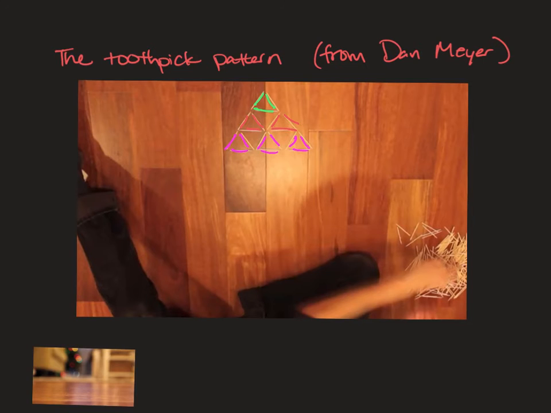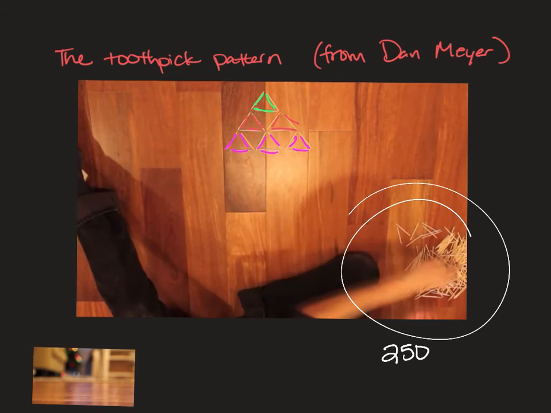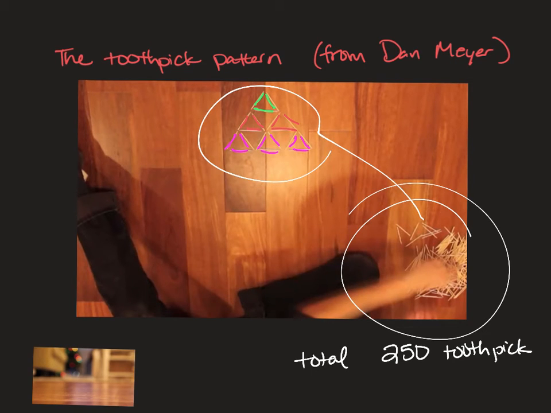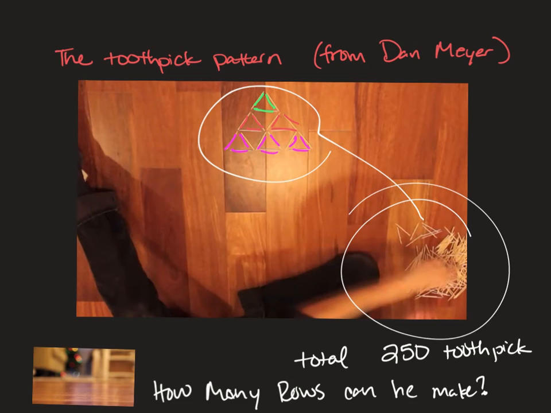And really what I want you to do is in this pile over here, there are 250 toothpicks total. And the question is, how many rows is he going to be able to make? How many rows? So right here, there's 1, 2, 3. There is a Desmos activity for you to do this in. Please, by all means, do that.